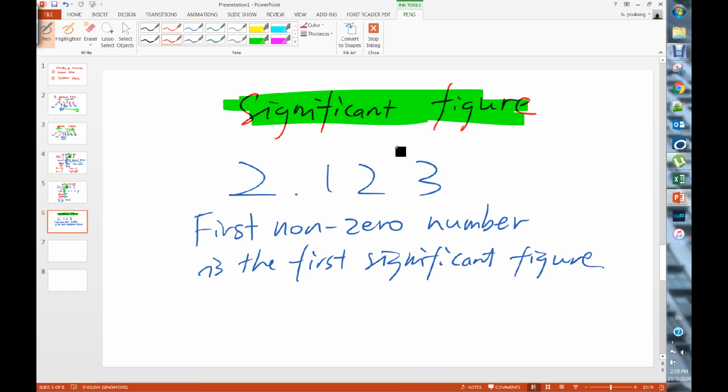So that means where is your first number here? Which one? This one, right? So therefore, this is your first figure. If this is your first figure, then where is your second? The 1. Yes. Then third and fourth, right? Am I right? Very good. So read this out one more time. First non-zero number is the first significant figure. Do you need to care about the decimal point? No. Very good. So I'm going to give you another question.